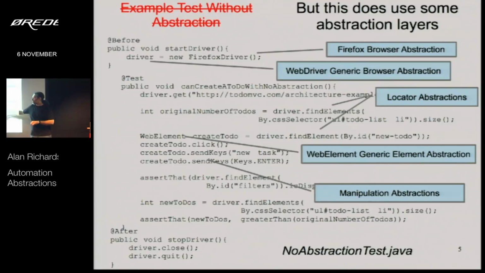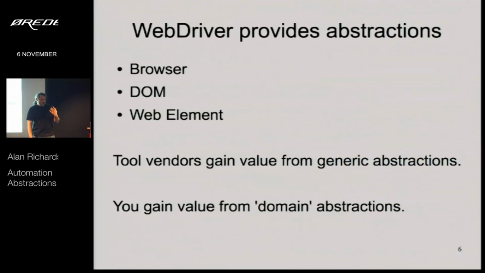When we do find something, we've got an abstraction called a web element, which we use to interact with it. So we can click on things and send keys. These are all provided by the web element abstraction. We've got abstractions for manipulation. So the tools that we use provide abstractions for the technical domain, for the transport protocols, for the things that we are interacting with. Our job is to build abstractions for the domain, for the application, for the flows, for the domain objects.